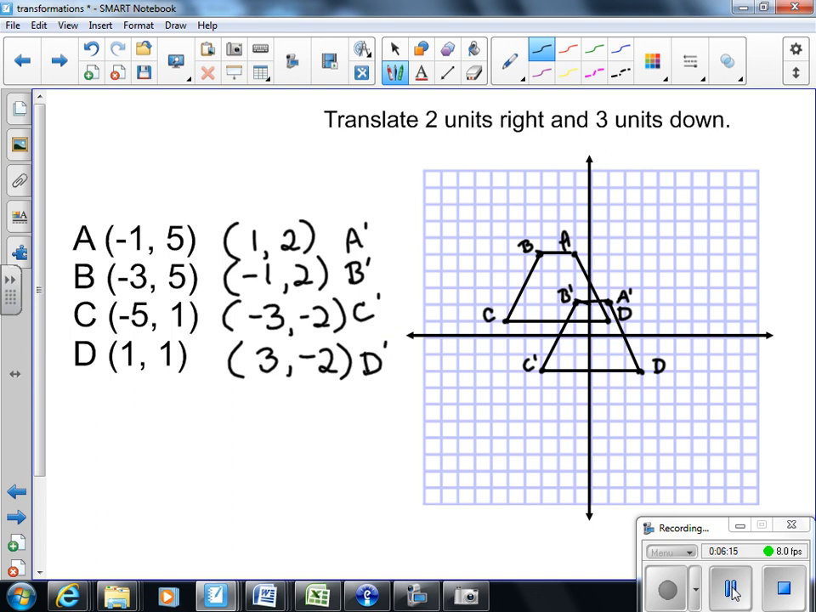Okay, that concludes our lesson on translating and reflecting items using a grid. You will have some practice in which we'll rotate, but we did that kind of with symmetry, so we'll take a look at those as well.